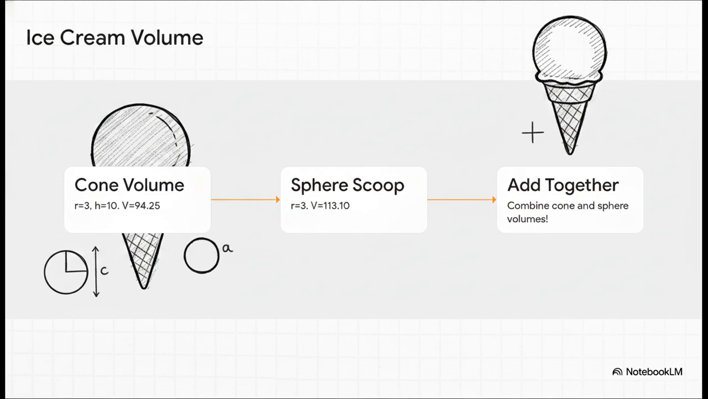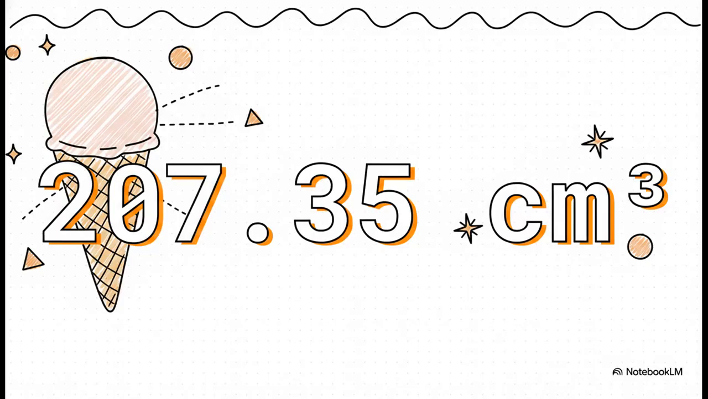See what we did? These two formulas give us two distinct pieces of the puzzle. And step 3, just add them together. And boom, just like that, we get 207.35 cubic centimeters. What totally seemed like an intimidating shape at first becomes entirely manageable just by breaking it into two pieces. That's the final combined volume of our ice cream cone, and it beautifully illustrates the power of composite math.